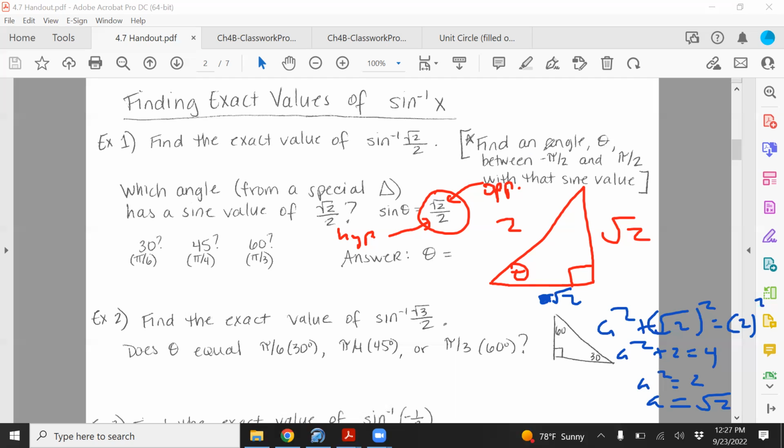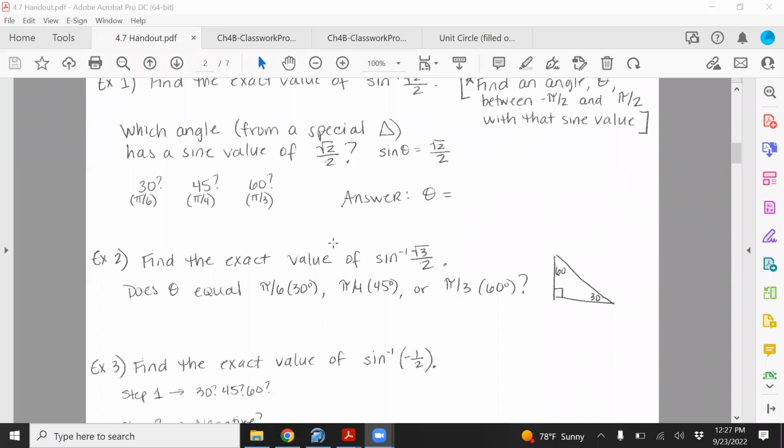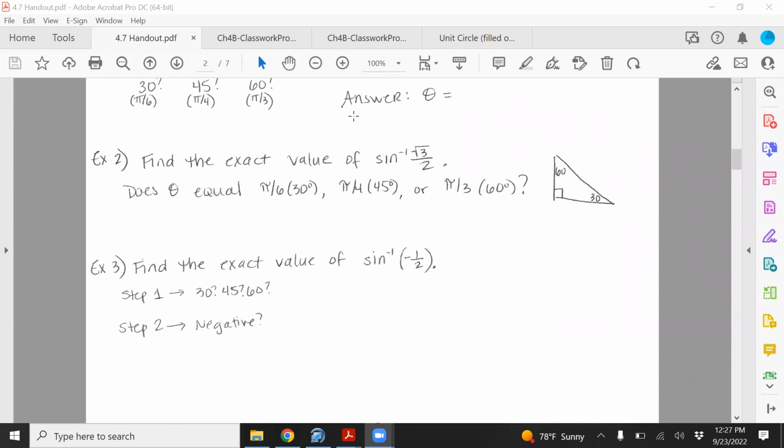Let's try this again. What's the triangle called for 60, 60, 60? Equilateral, because they're all the same. All right. So the y coordinate is √3/2 on the unit circle.